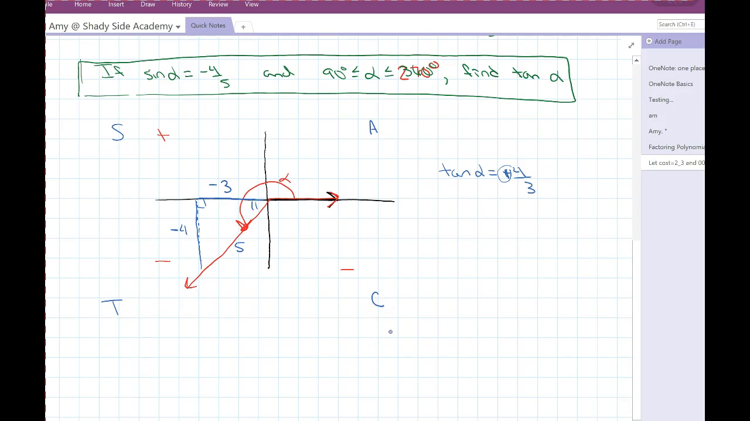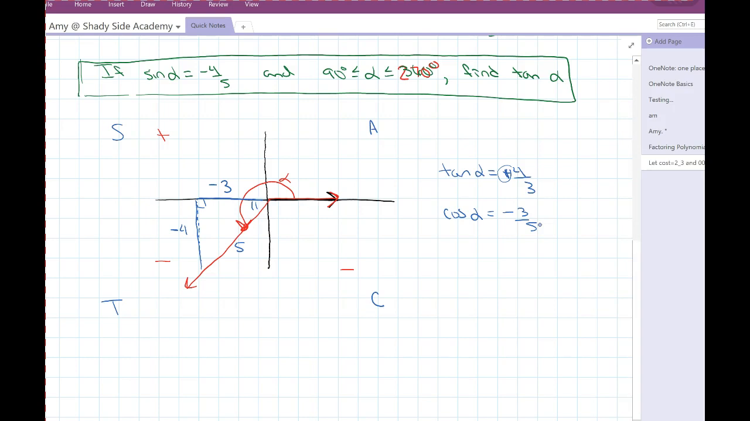Okay, tan is positive. How about if I ask you for cosine of alpha? Cos of alpha would equal -3 over 5. Cosine is negative in quadrant 3. All right, so what we're looking at here are applied right triangle questions, but we're looking at applied right triangle questions when that angle theta can be above 90.